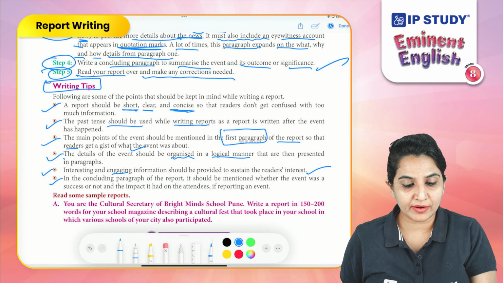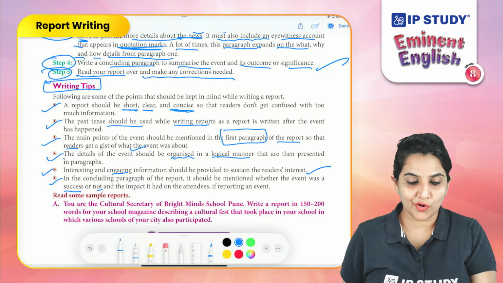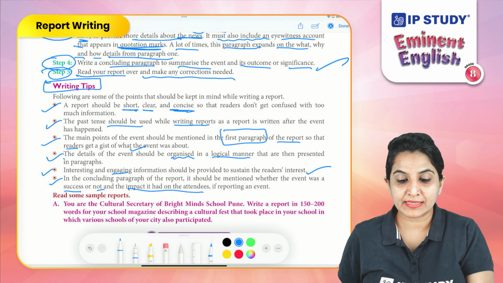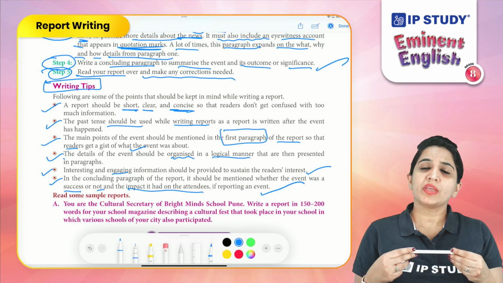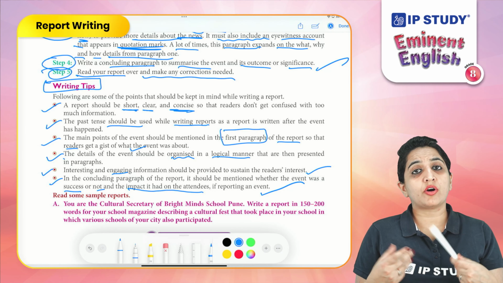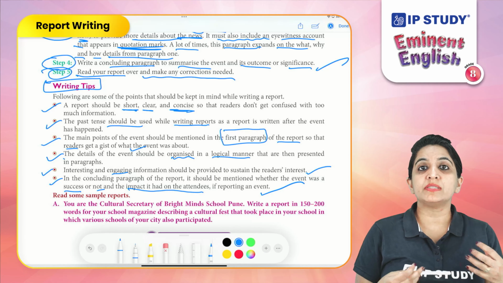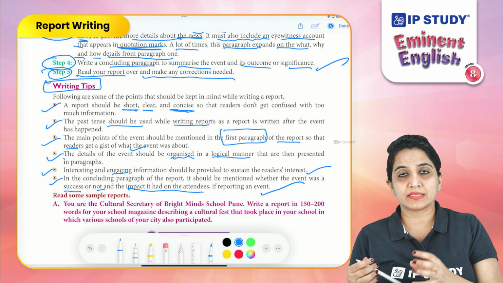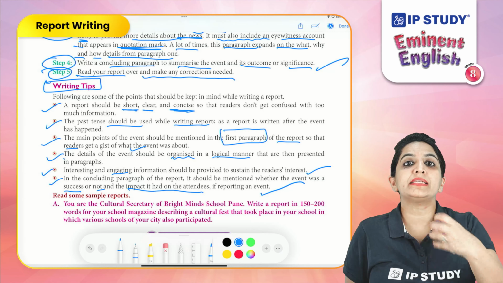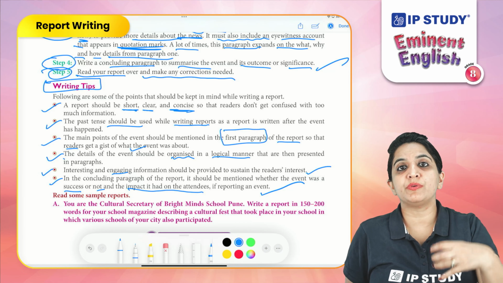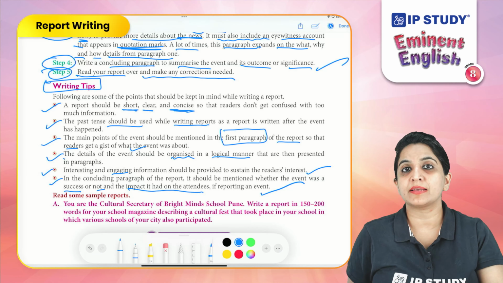In the concluding paragraph of the report, it should be mentioned whether the event was a success or not and the impact it had on the attendees, if reporting an event. For example, if your school organized an event about spreading awareness towards the environment, the impact it might have created on the attendees, for example, they created a collage or they vowed before leaving the auditorium that they're going to protect the environment, they'll not use plastic, and so on.